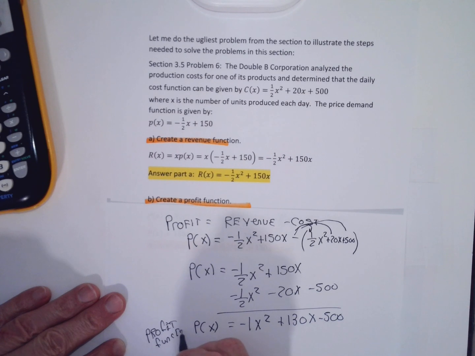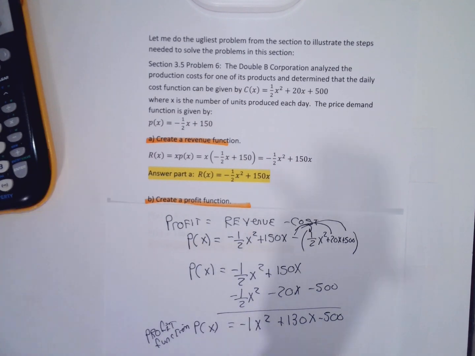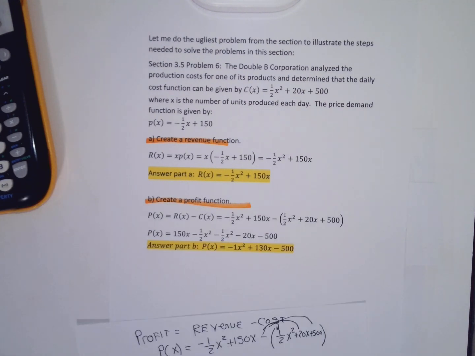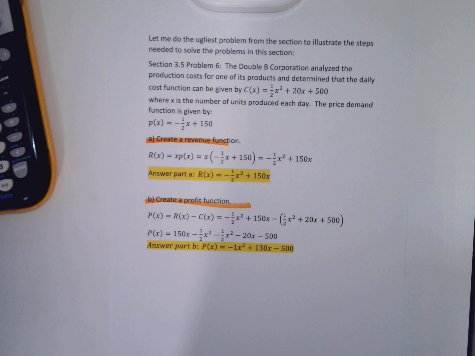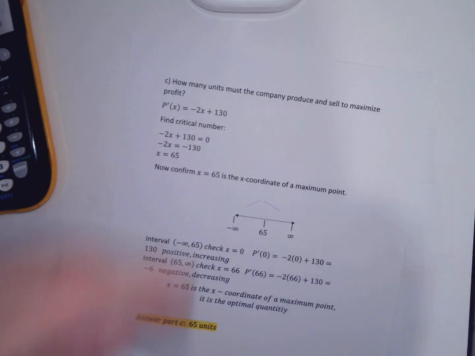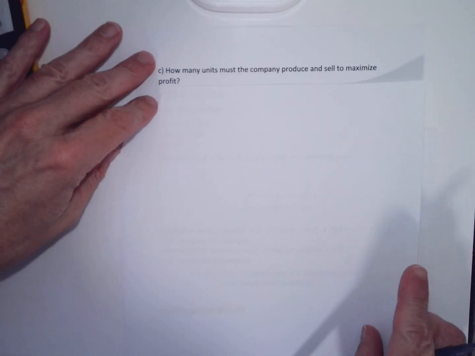And that's not particularly hard for the worst problem in the section. That's not ridiculous algebra. So done with part A and B already. Let's move on and answer the calculus. So the calculus for this problem wants me to figure out how many units we need to sell to maximize profit. Well, this is just a maximization problem, and we know how to find maximums and minimums using the first derivative. So that's what I'm going to do now.